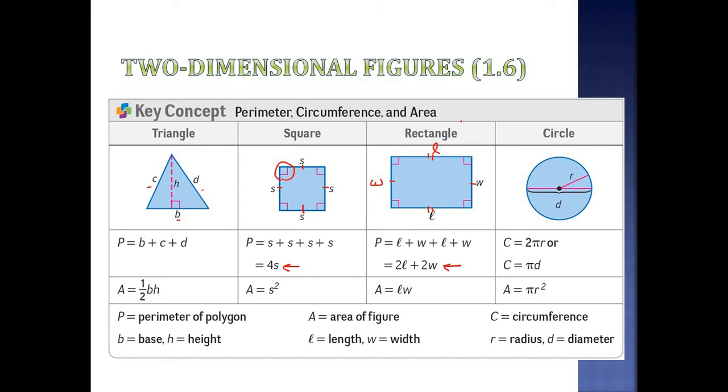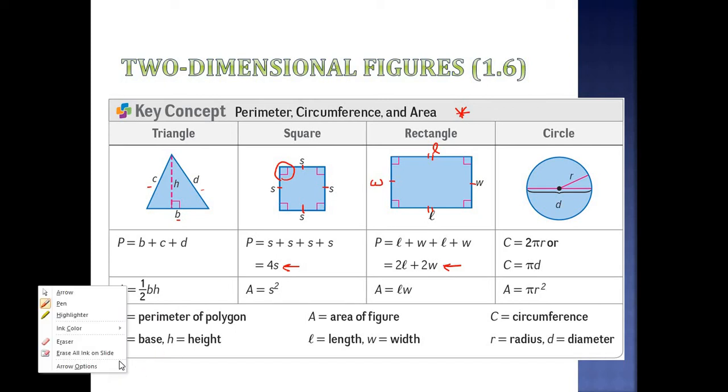These formulas here are going to come in extremely helpful later in this section. Okay.